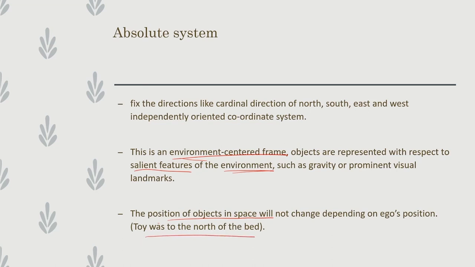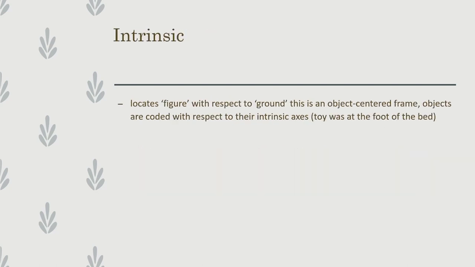So, something like this will be a common way of talking in these languages: the toy is to the north of the bed. We do not talk about it that way. We can say the toy is to the right of the bed, or to the left of the bed, or on top of the bed, and so on, but these languages will use north, south, east, west to denote the spatial location of objects using this kind of a cardinal system. And that is where the schemata differ. The primary image schema with respect to space is different in these two frames of reference.